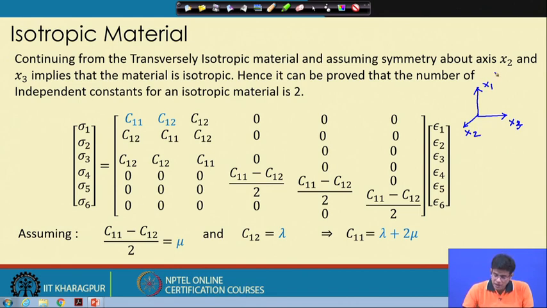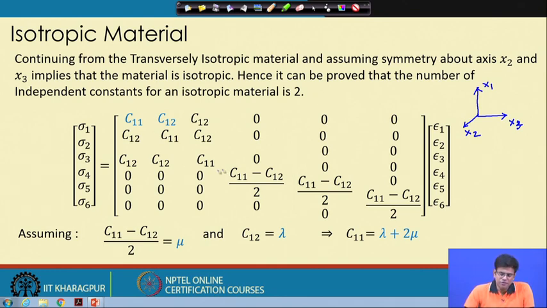Similarly, in addition to that, if I assume x2 as an axis, then x3 x1 is also an isotropic plane, and x3 as an axis means x1 x2 is also an isotropic plane. So, if I assume three mutually perpendicular isotropic planes, then it can be proved that the isotropic material has only 2 independent constants.